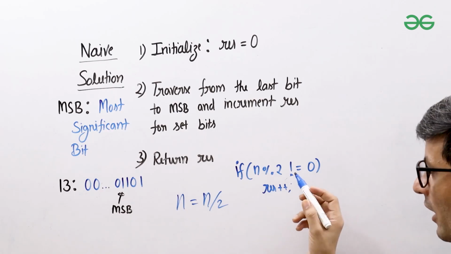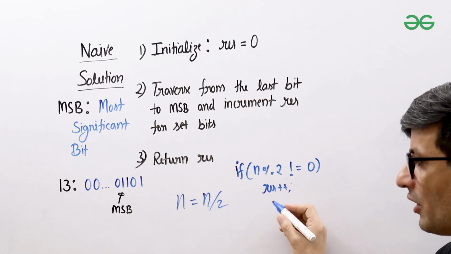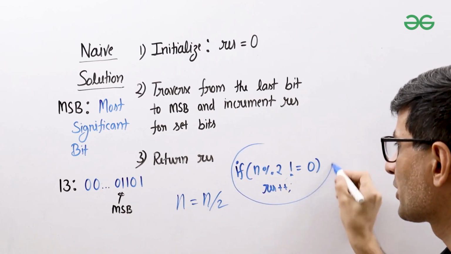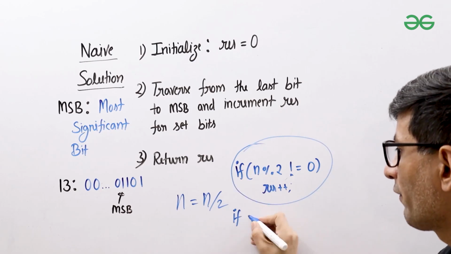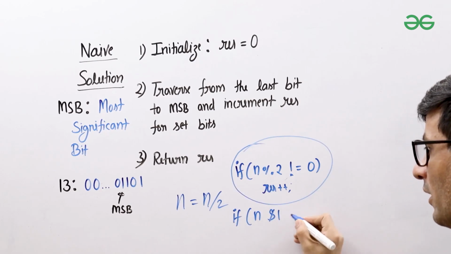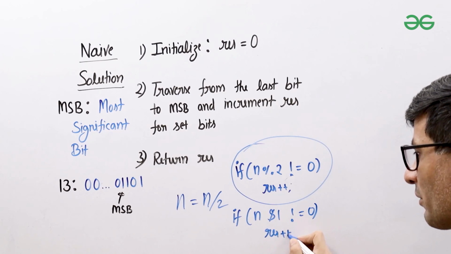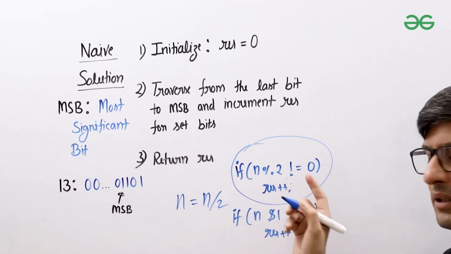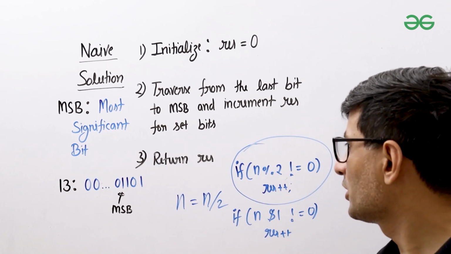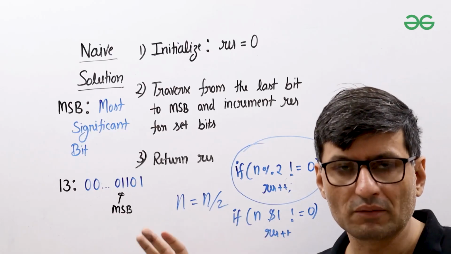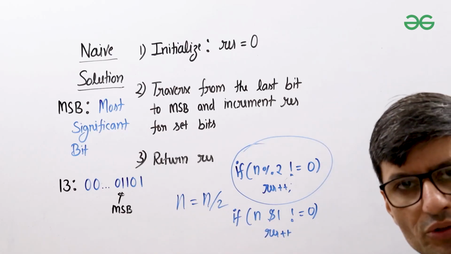And how do you check whether the last bit is set or not? This operation. There is a better expression than this. You can also do if n & 1 is not equal to 0, right? With this, you're using bitwise operators which are faster than the % 2 operator, right? So this is the idea. Please pause this video and write down the complete solution yourself.